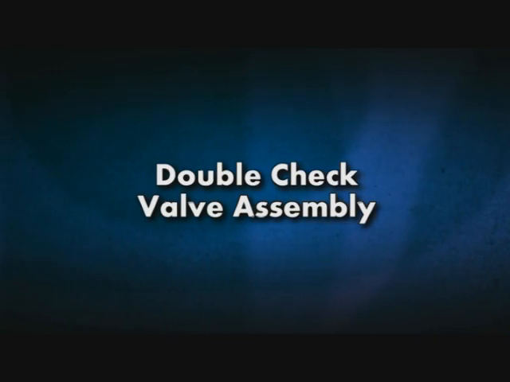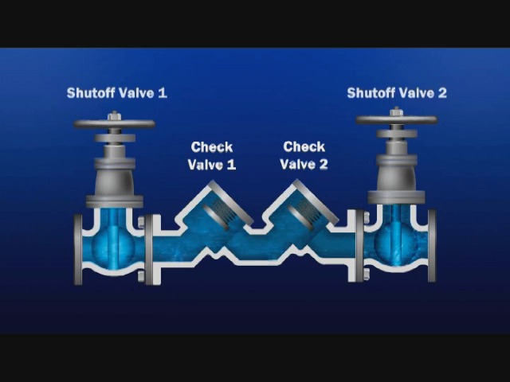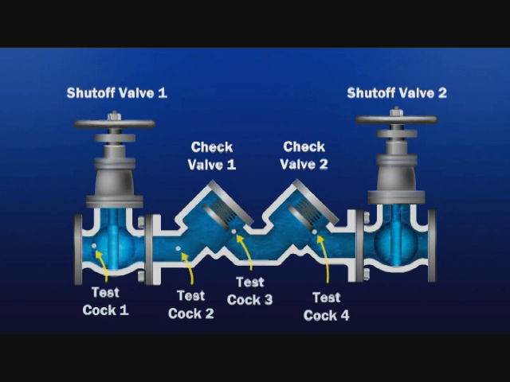Double check valve assembly. This assembly consists of two internally loaded independently operating check valves installed as an assembly between two resilient seated shutoff valves and four properly located test cocks.